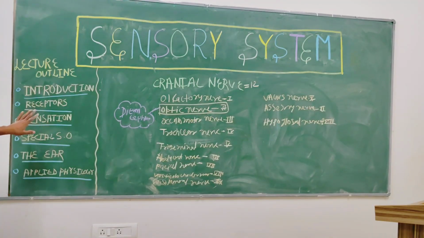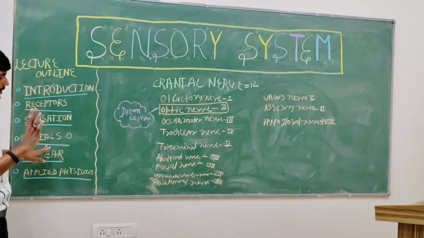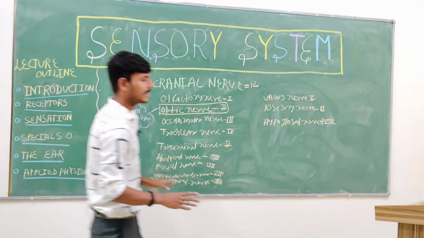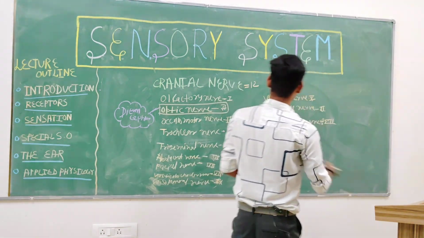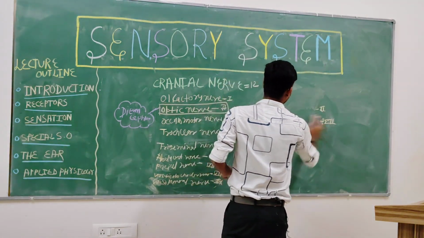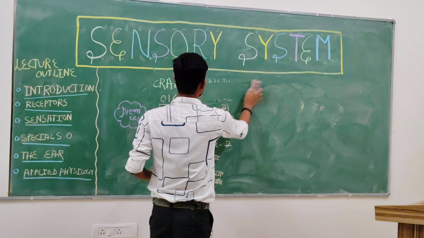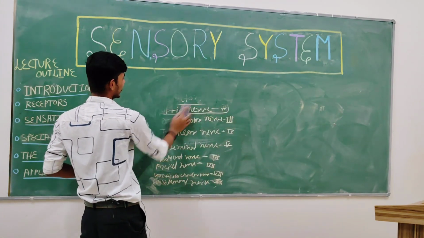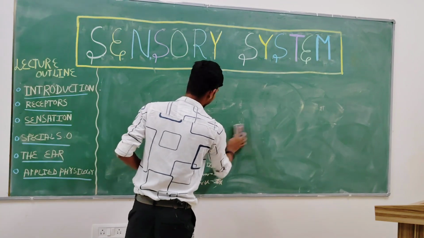In the sensory system, we discussed the receptors, we discussed sensation, and we described the specialized sensory organs. Now it's time to discuss the ear. From your previous classes, you know about the ear. The ear is an organ of hearing.